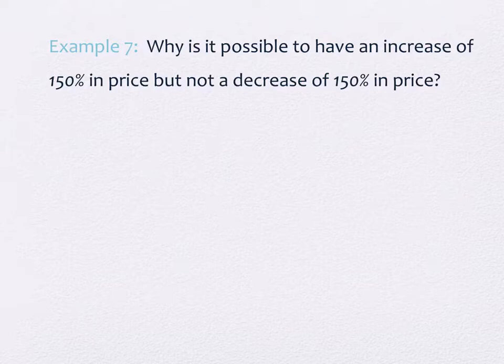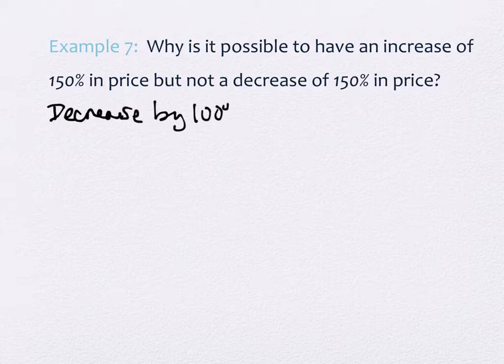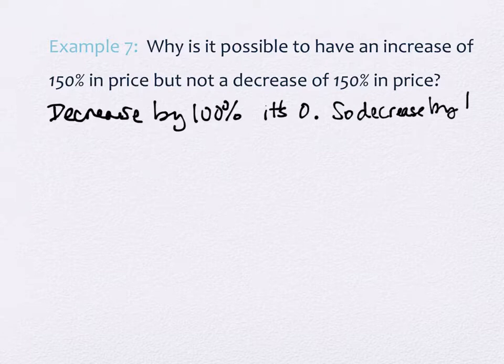The decrease. Okay. If you decreased it 150% in price, it would be a negative number. And it might be nice to justify with a numerical example to say what we're talking about, right? So like let's say you had a $20 item, and if you decreased it 100%, you'd have a $0 item. So if you decreased it 150%, it would be less than 0, right? So if you decrease by 100%, it's 0. So a decrease by 150% is negative.